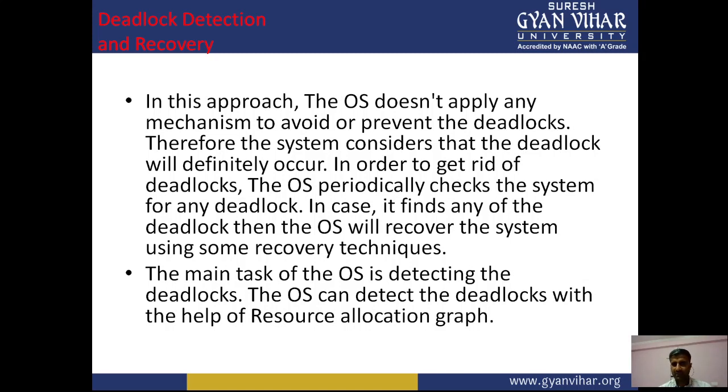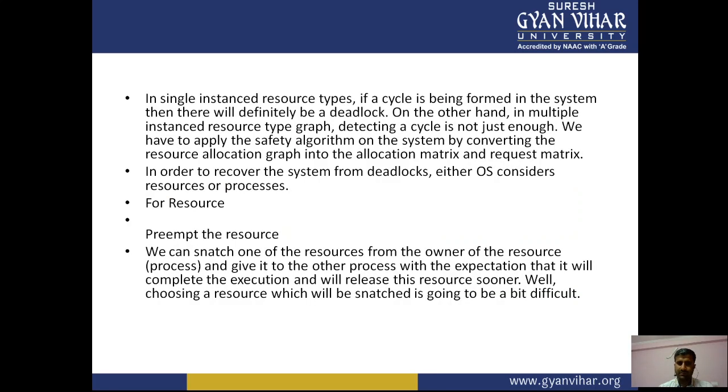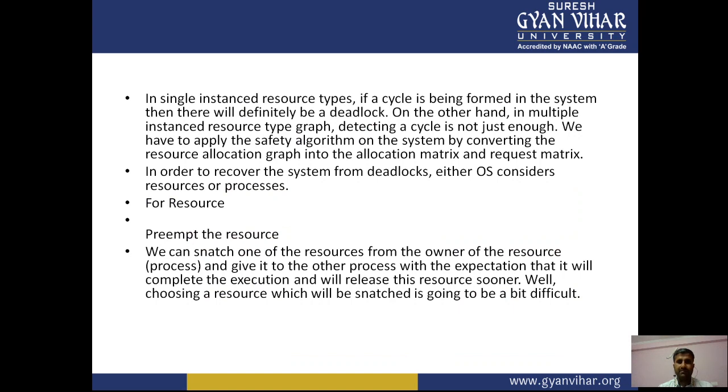The main task of the operating system is detecting the deadlock. The operating system can detect deadlocks with the help of the resource allocation graph. So there is detection: single instance, multiple instance, detect cycle, safety algorithm. In the single instance resource type, if a cycle is formed in the system, then there will definitely be a deadlock.